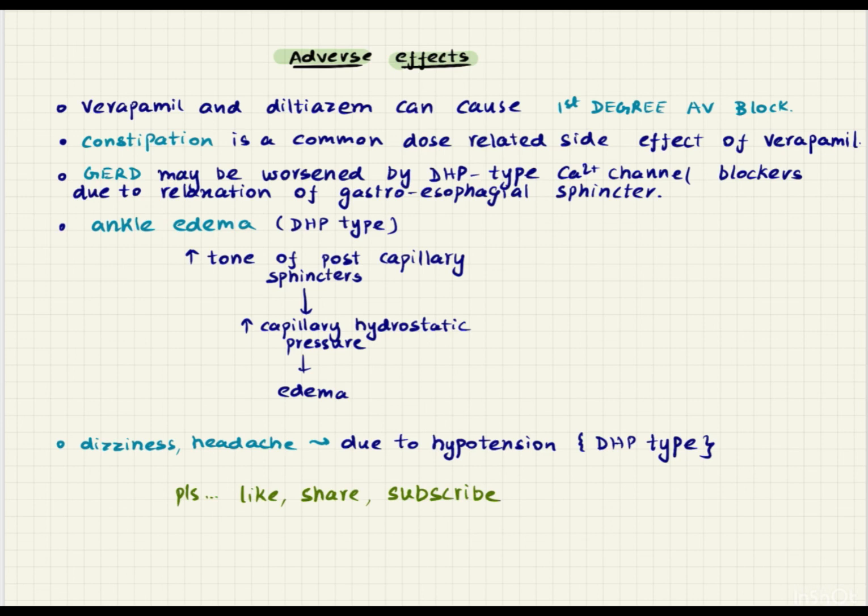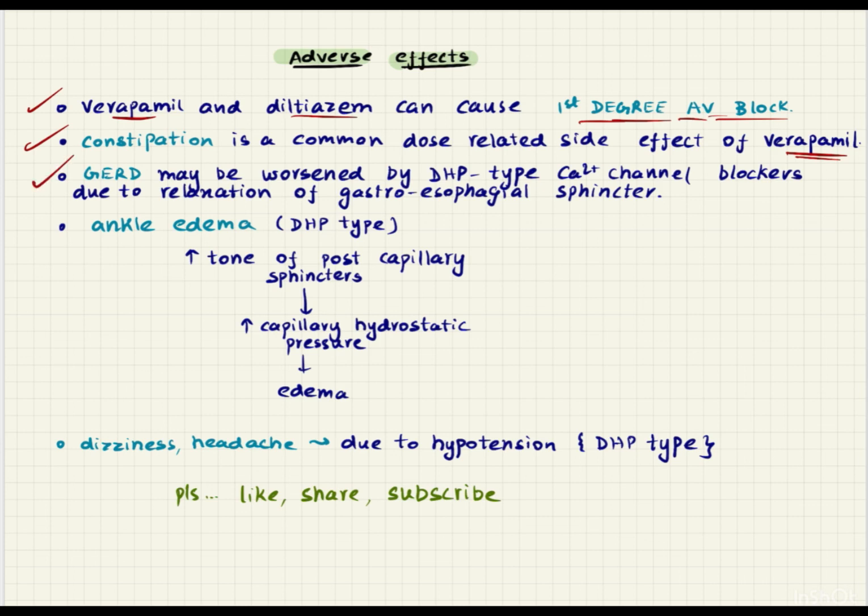Now, coming to the adverse effects of calcium channel blockers, verapamil and diltiazem can cause first degree AV block. We know that this can happen because verapamil and diltiazem act predominantly on the heart itself. They slow down AV nodal conduction and will have negative effects on the heart, and it's very logical that they cause this kind of side effect. Constipation is a common dose related side effect of verapamil. So constipation occurs because of relaxation of smooth muscle cells lining the gastrointestinal tract.